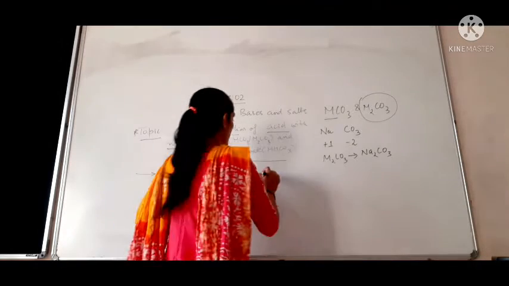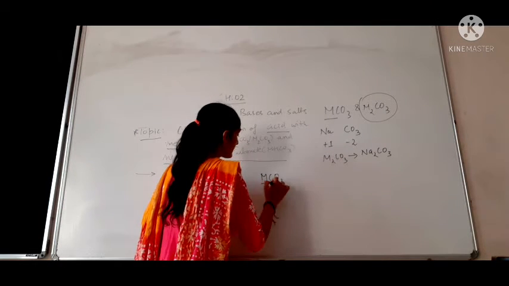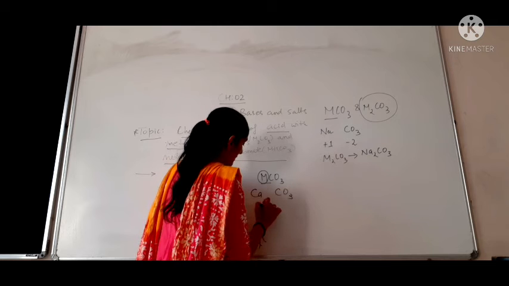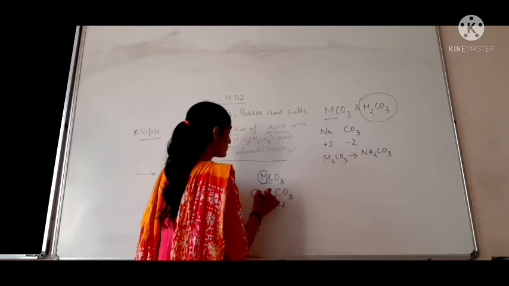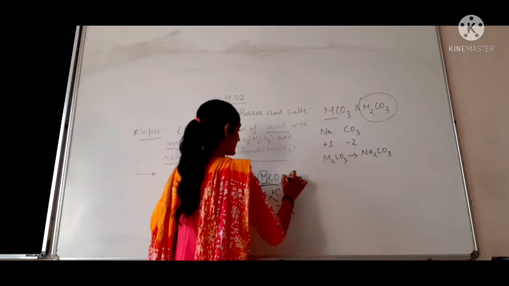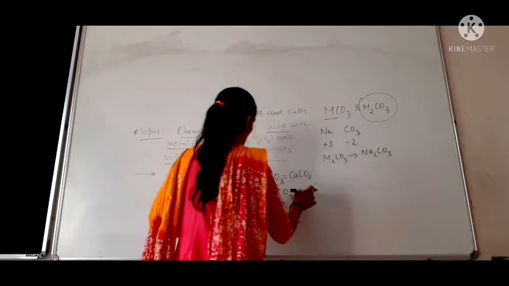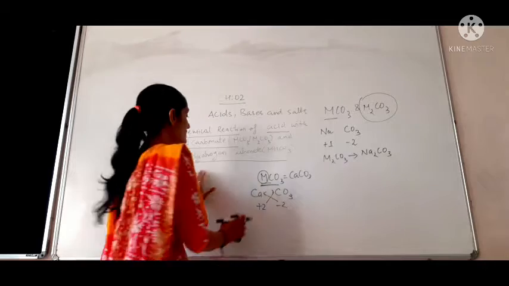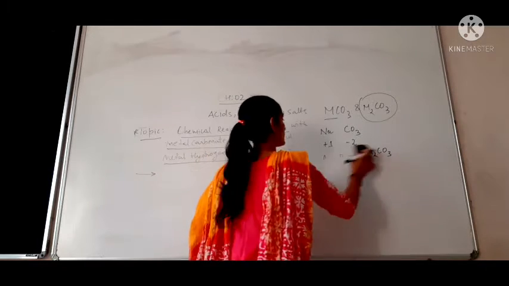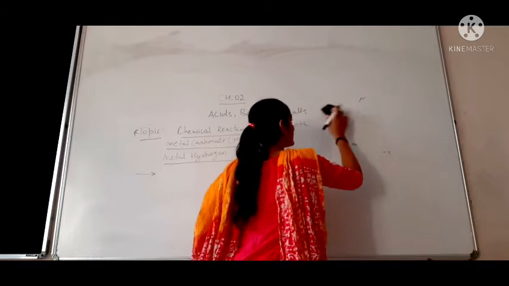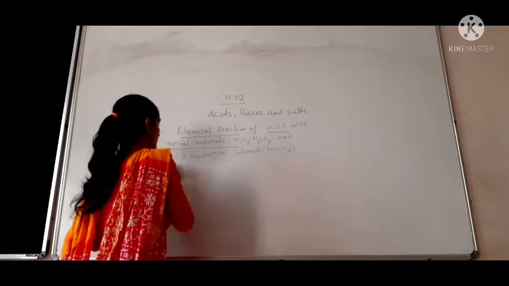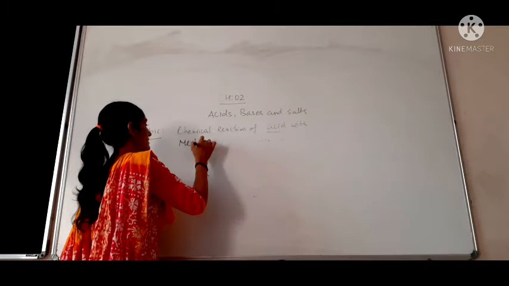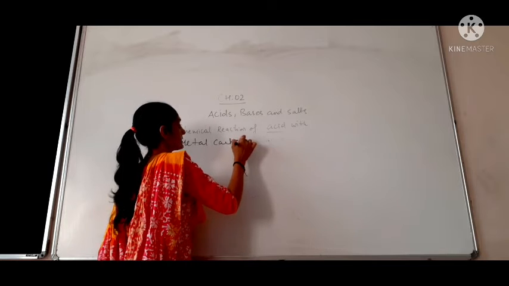Now children, if I take MCO3 and instead take calcium as the metal, here I have valency +2 and -2. So here I get the formula CaCO3. This is how we write metal carbonates, in two ways, either MCO3 or M2CO3. So now let us learn how acid reacts with metal carbonate. We see first how it reacts with metal carbonate.